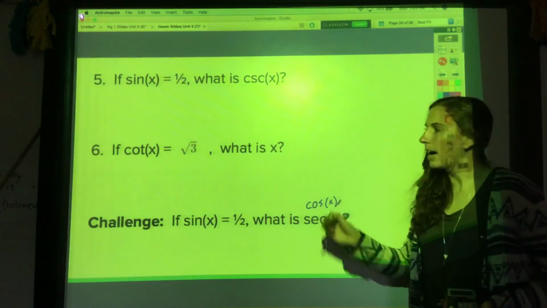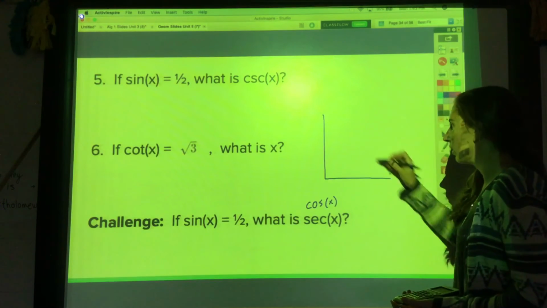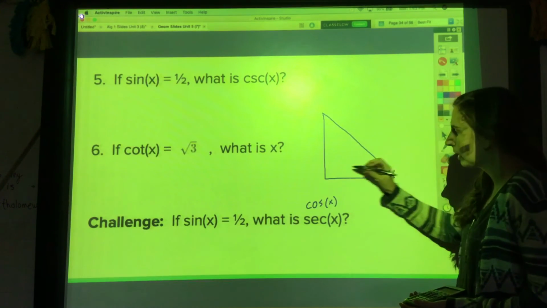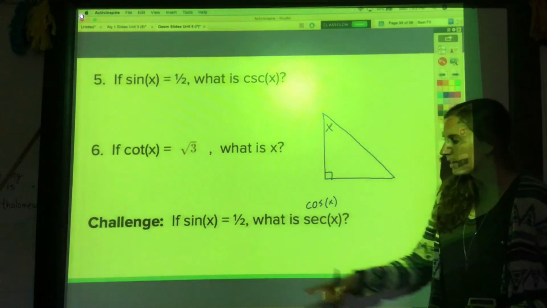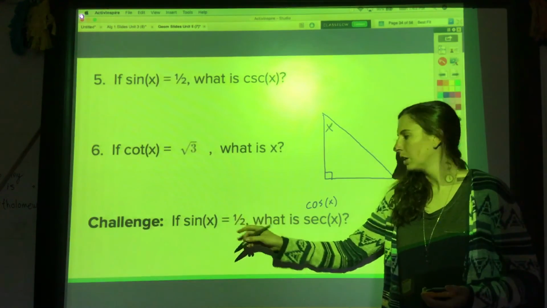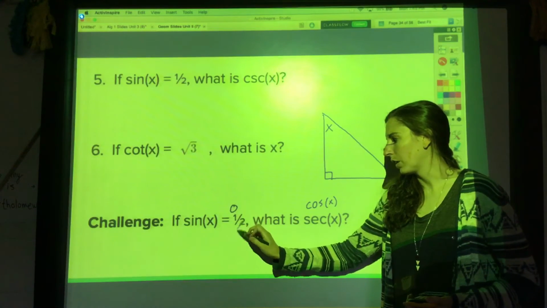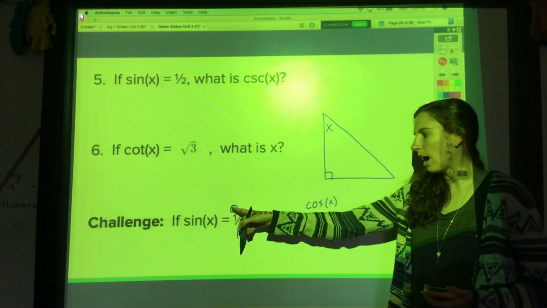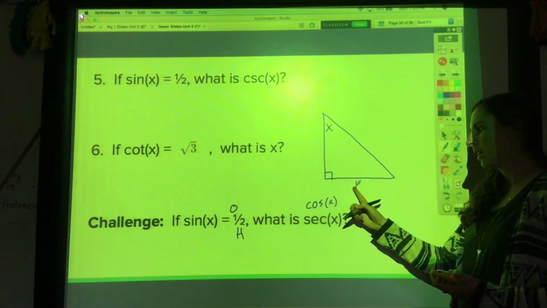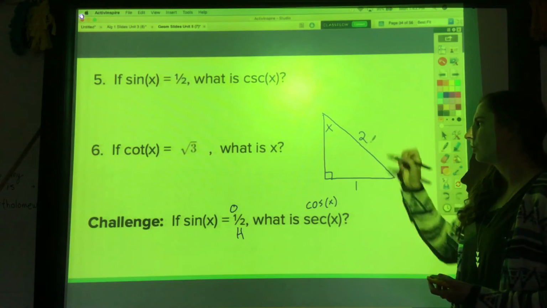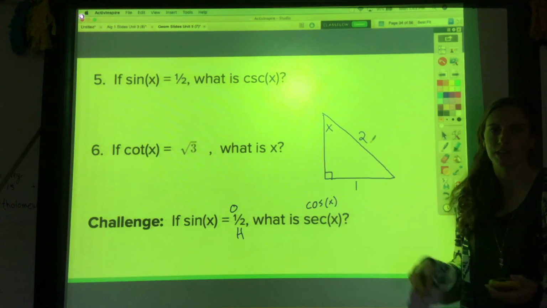If you're ever in doubt, try drawing out a right triangle. I don't know exactly what it looks like, but we're going to go with this. We can call that x. It says sine of x is a half. Sine is opposite over hypotenuse. So the opposite is a 1. The opposite side is a 1. The hypotenuse is a 2, or at least that ratio.